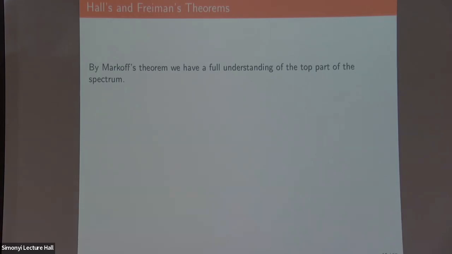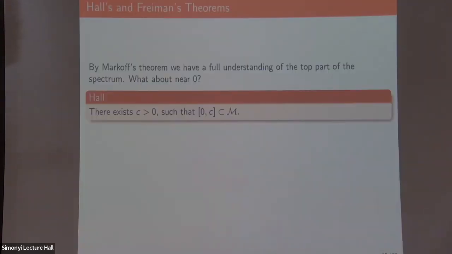Okay, so we completely understand now what's going on with the Markov spectrum above the point 1/3, but what's going on lower in the spectrum? What's going on near 0? So there's a famous theorem of Marshall Hall, which states that it actually contains an interval near 0. There is a constant c such that the interval 0 to c is inside the spectrum.